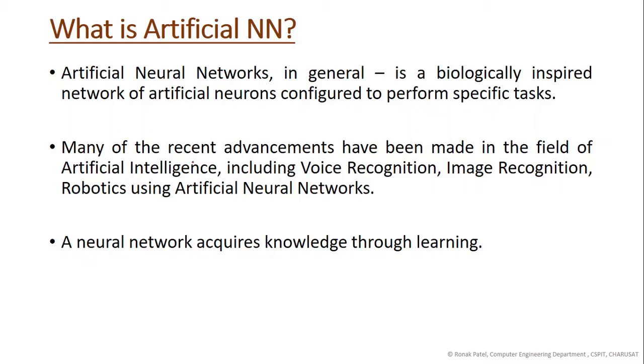And many of the recent advancements in the field of artificial intelligence, like voice recognition, image recognition, and robotics, have been made using artificial neural networks. In such cases the implementation of a neural network is required. And it acquires knowledge through learning, which can be supervised or unsupervised.